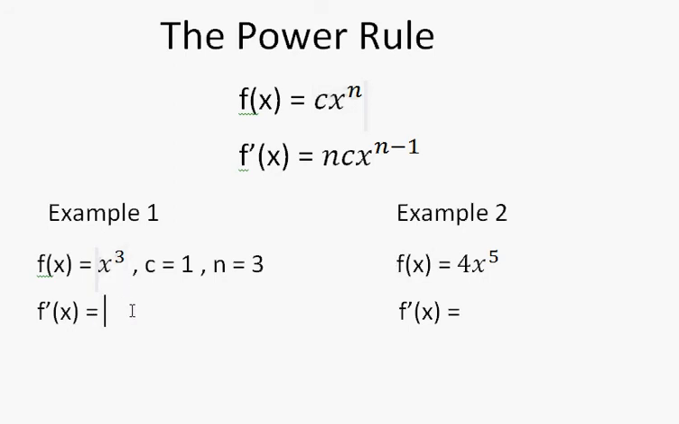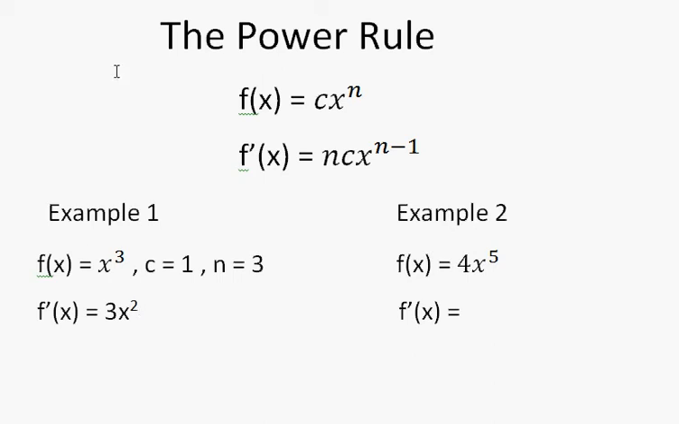To do our derivative, we do n, so 3 in this case, 3 times our coefficient c, well 3 times 1 is just 3, so we can leave it as 3, x, because that's our variable, and then we're raising it to the n minus 1 power. So 3 minus 1 is 2. So our answer is 3x squared.